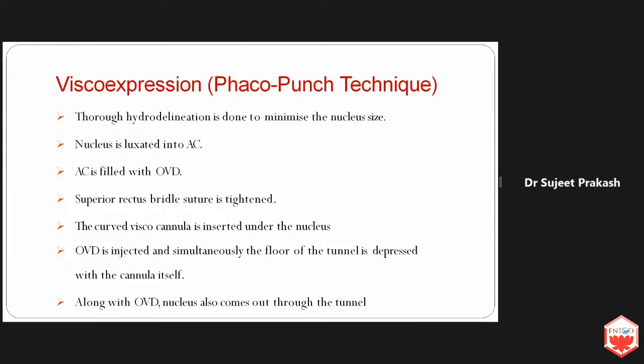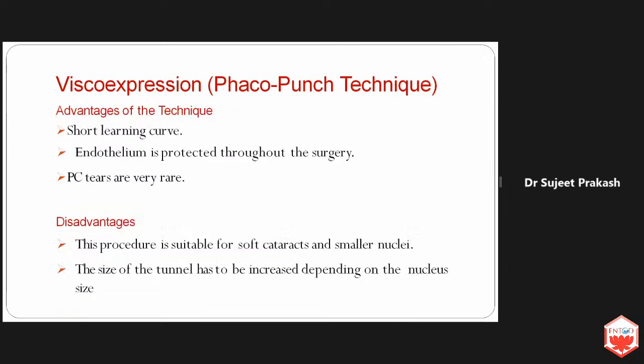The curved visco cannula is inserted under the nucleus. OVDs are injected and simultaneously the floor of the tunnel is depressed with the cannula itself. So along with the OVD, the nucleus also comes out. The advantages of the visco expression technique are the short learning curve, the endothelium is protected throughout the surgery, and posterior capsular tears are very rare.